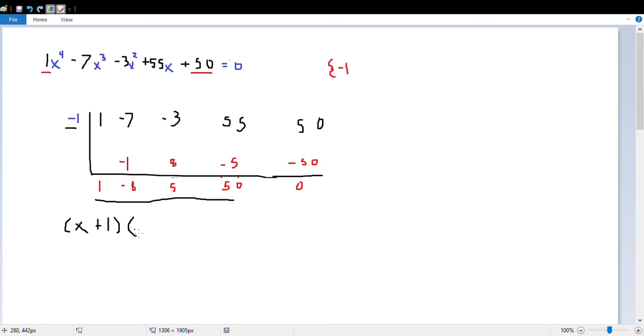Now, these are the coefficients. Earlier we had x to the 4th, then x to the 3rd, then x to the 2nd, then x. So now we're going to start at x to the 3rd because we brought it down by 1 level. So I have 1x to the 3rd minus 8x squared plus 5x, excuse me, and then we have plus 50. Okay, well that's good.